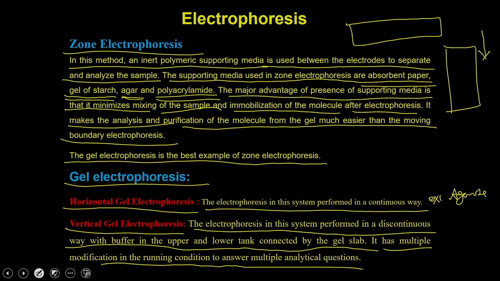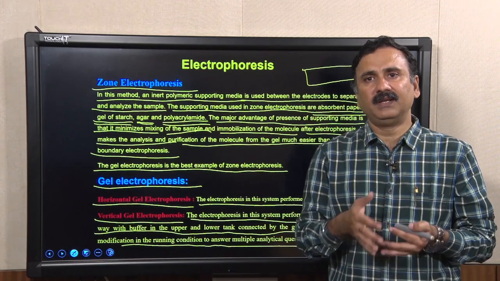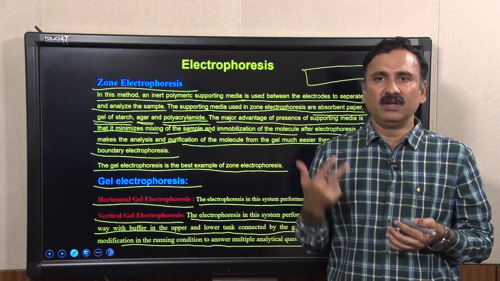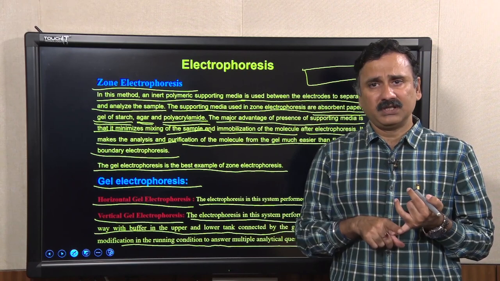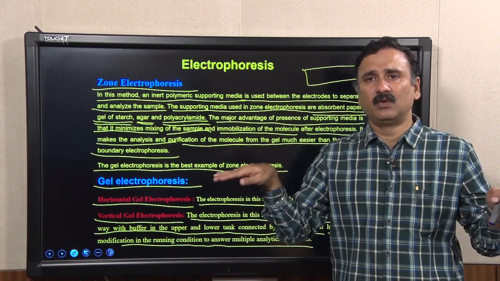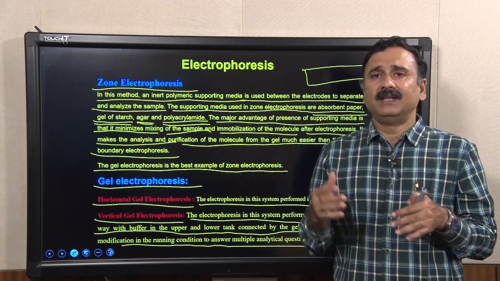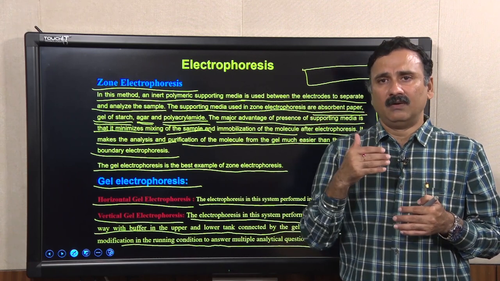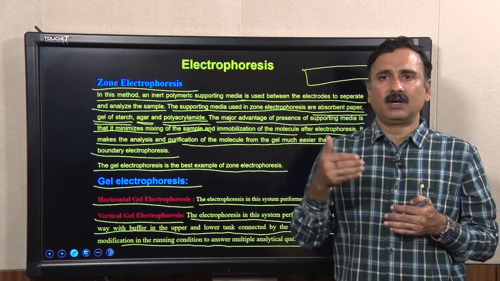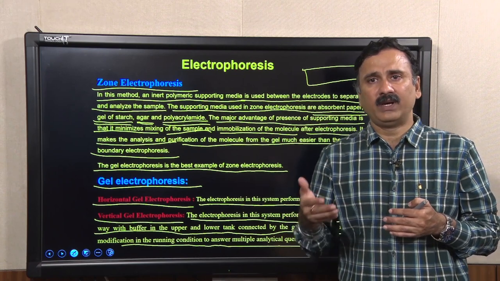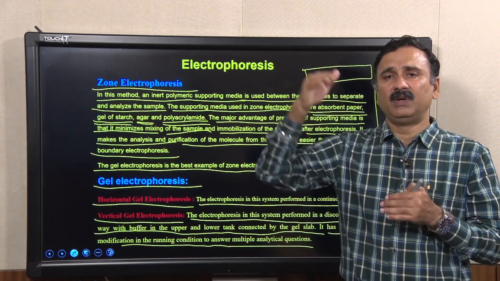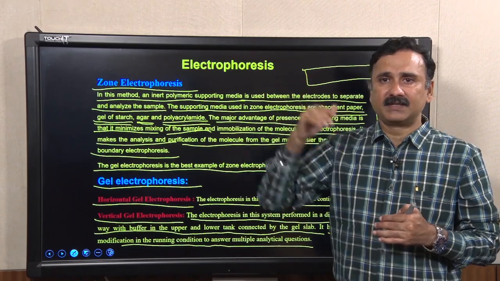So zone electrophoresis is also called gel electrophoresis, and gel electrophoresis can be performed in two different modes: either horizontal gel electrophoresis, where the system is continuous, or vertical electrophoresis, where you have a discontinuous system in which the gel is placed between the upper and the lower tanks.